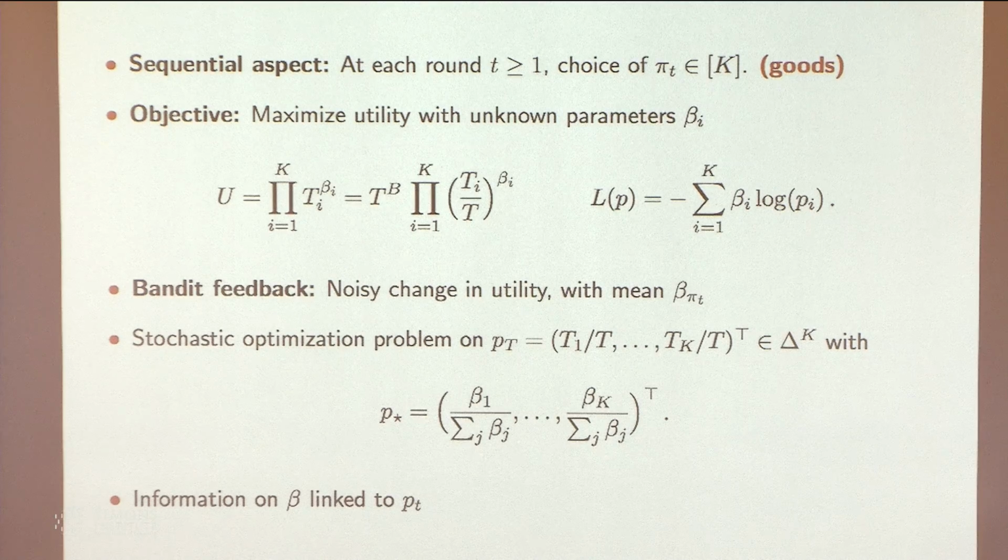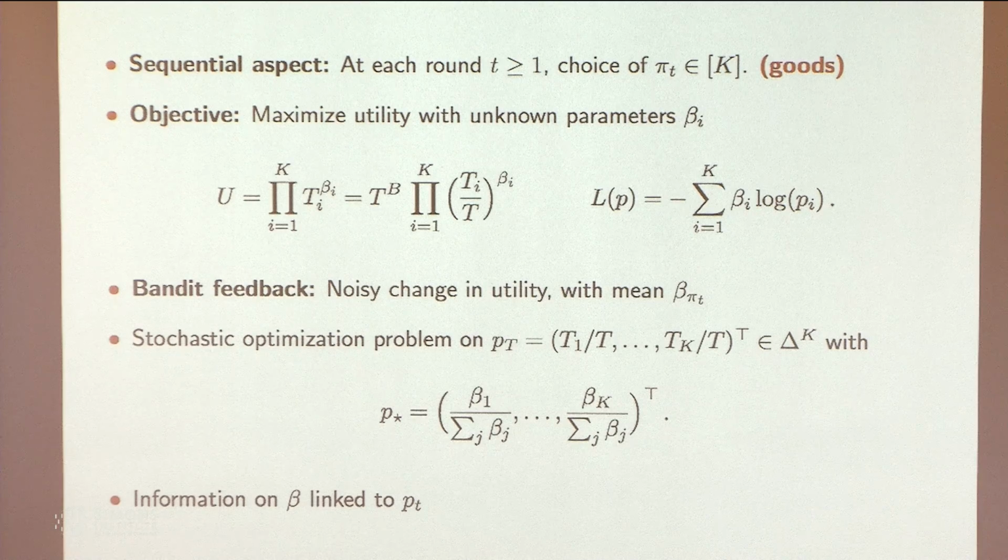So going with the supermarket example, imagine that there are k goods in a supermarket, and your objective is to maximize some unknown utility function. Let's say it has some unknown parameters beta i, so this is known as the Cobb-Douglas utility function. And you can rewrite it equivalently as minimizing some loss on the simplex by taking this loss.